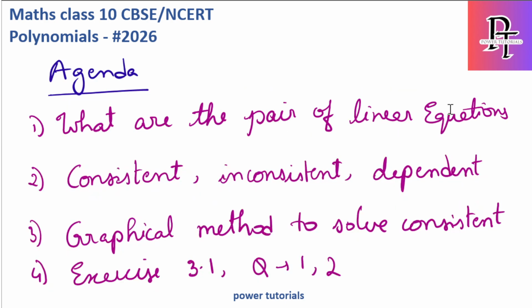So the agenda of today's video is, first we are going to understand what a pair of linear equations is, and why it is called a pair of linear equations. Then we will also cover what consistent, inconsistent and dependent pairs of linear equations are, and then we'll cover the first method to solve a consistent pair of linear equations, which is the graphical method, and then we'll also cover example questions as well as exercise questions, that is the first one and second one.